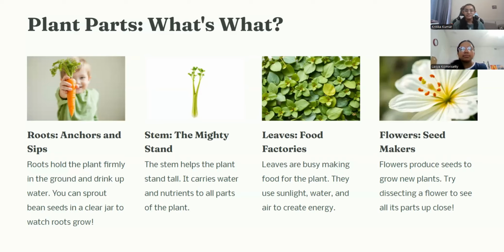Roots are probably the bottommost part of a plant, and you could compare these to anchors. Roots hold the plant firmly in the ground and drink up water. You can sprout bean seeds in a clear jar and watch the roots grow. You can try doing that at home and send us an update.